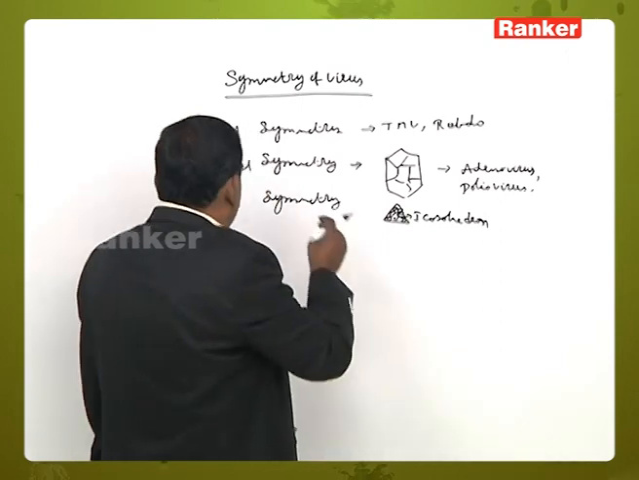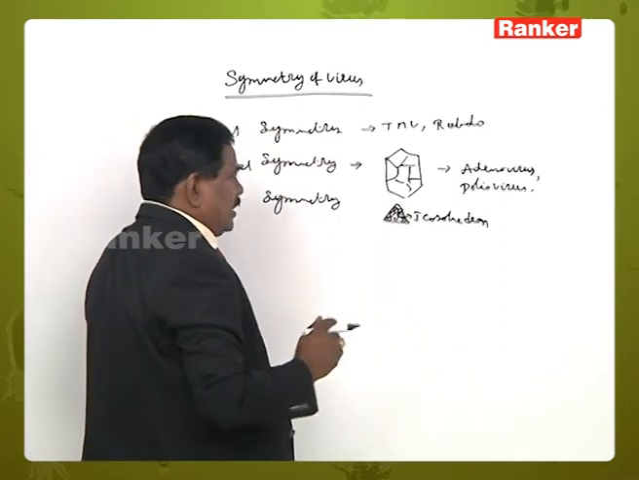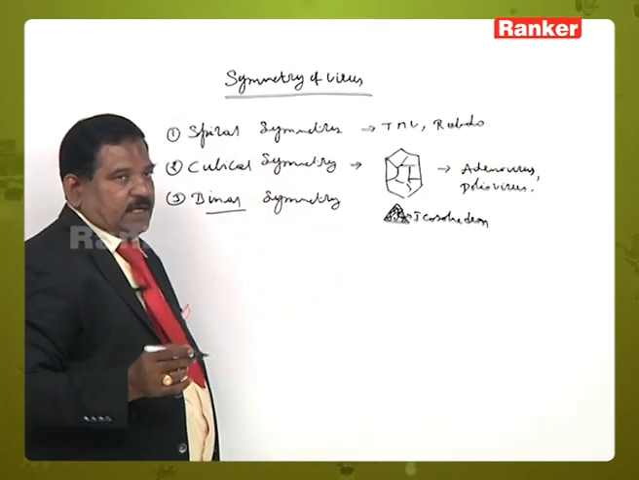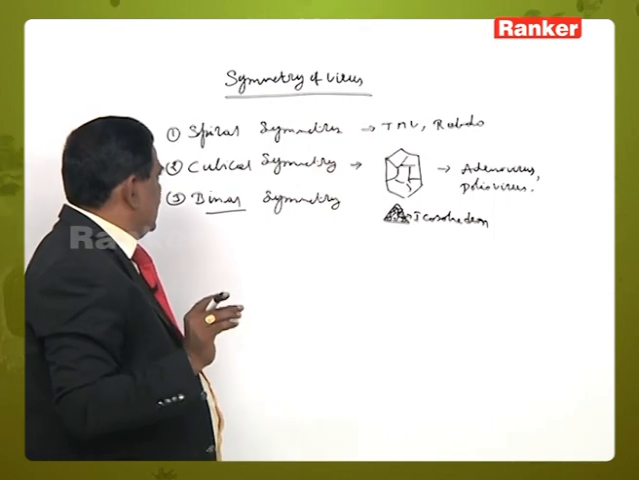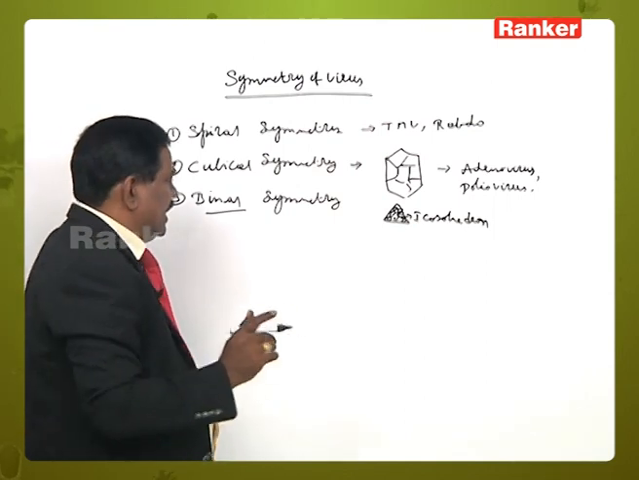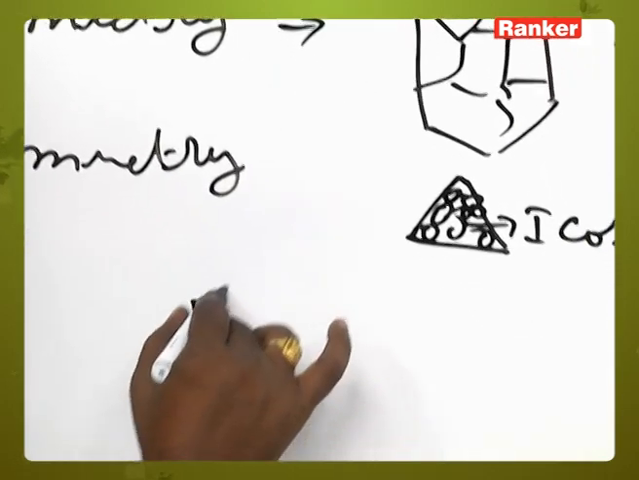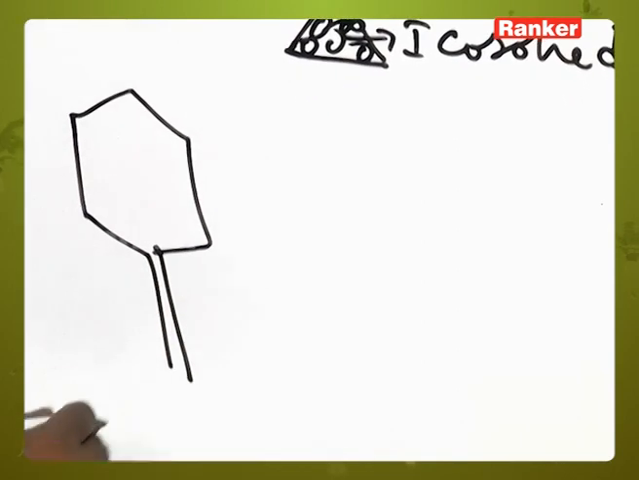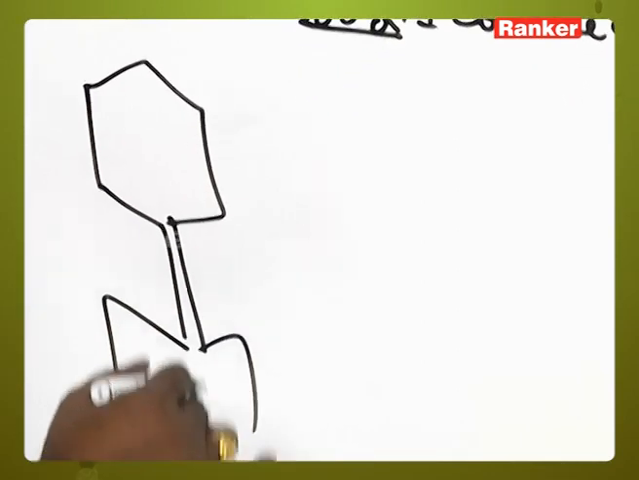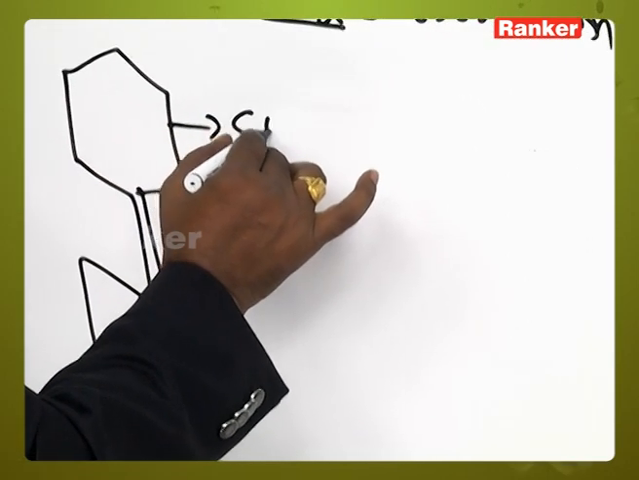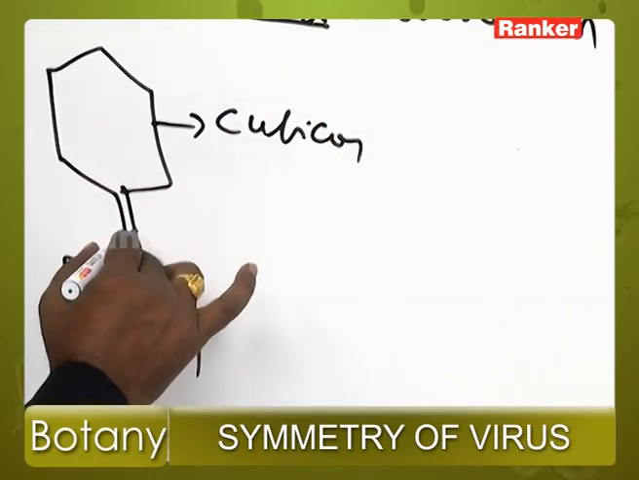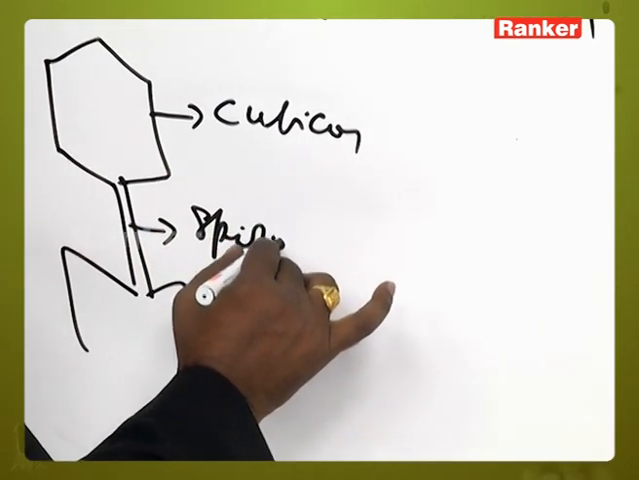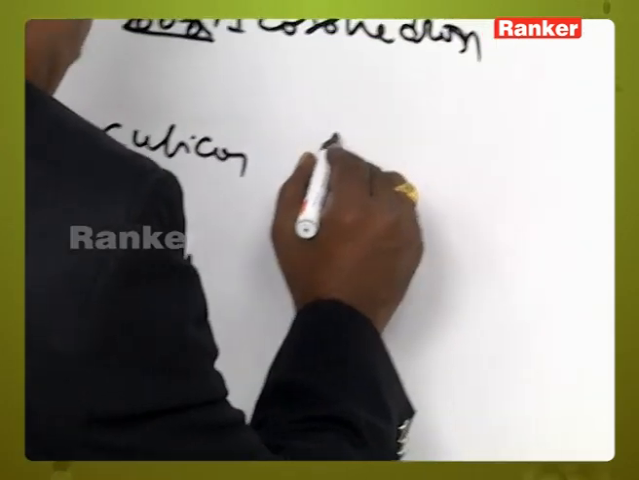If both cubical symmetry and spiral symmetry are present, that is called binal symmetry. It is observed in bacteriophages. In this, the head region shows cubical symmetry and the tail region shows spiral symmetry. Example: bacteriophages.